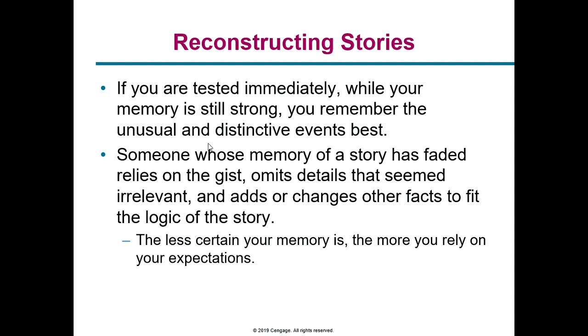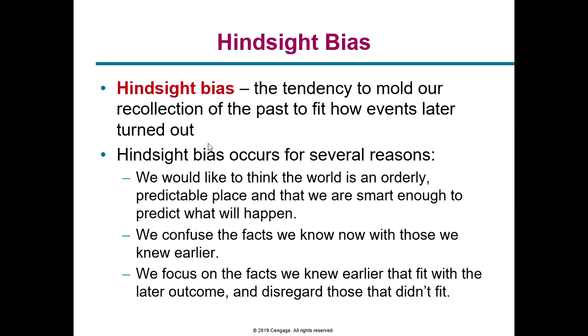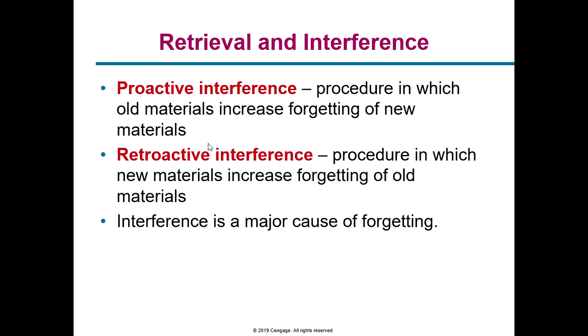So a lot of the memories have faded, so it's up to us to put those details back together to see that it makes sense, okay? So hindsight bias, again, is this tendency to mold our recollection of the past to fit how events later turned out. So if you try to remember something from when you were a little kid, your memory of that might be very different because you're trying to put it into a context. You're trying to make a story out of your recent knowledge compared to the knowledge that you had back then, for example.